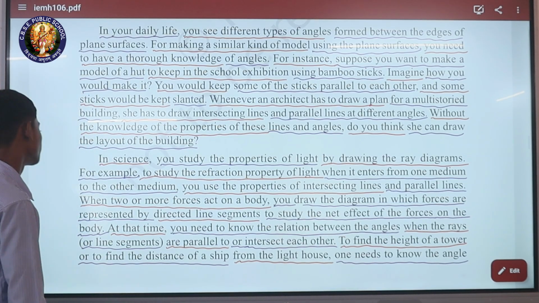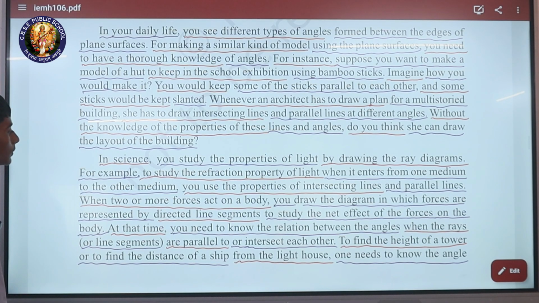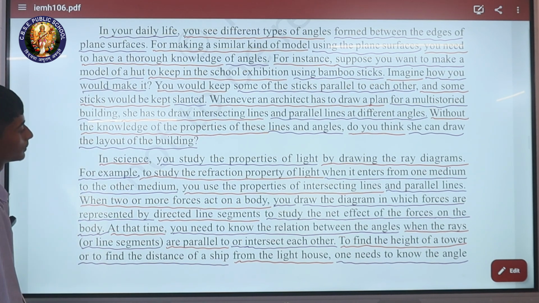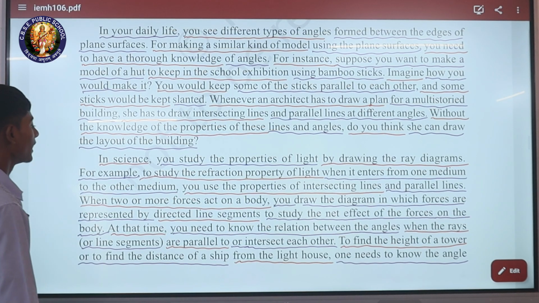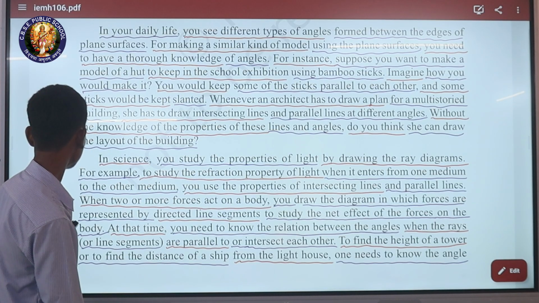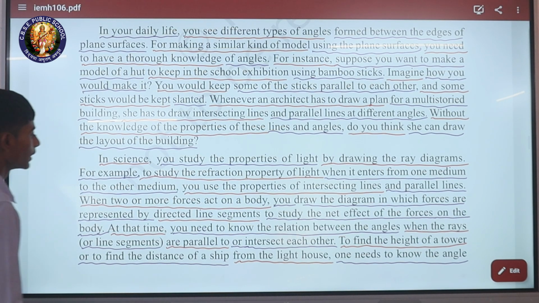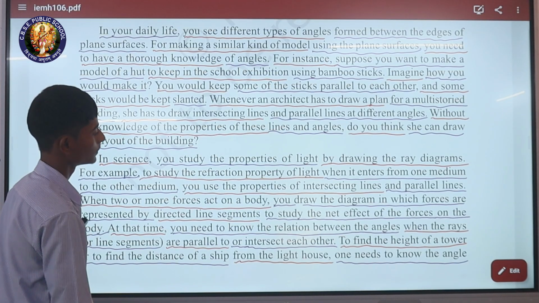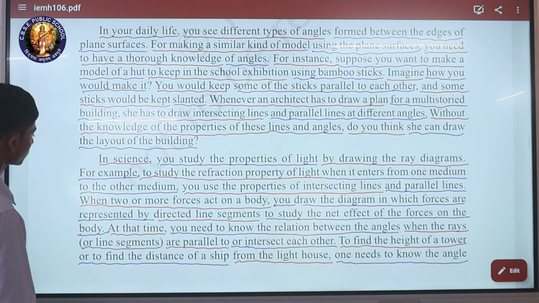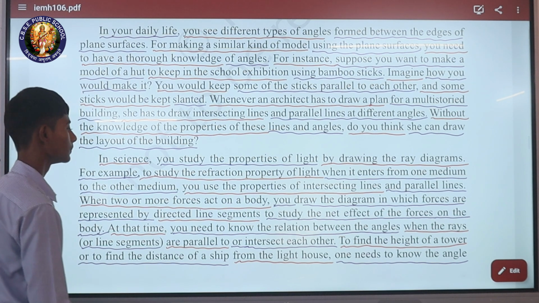When two or more forces act on a body, you draw the diagram in which forces are represented by directed line segments. To study the net effect of the forces on the body, you need to know the relation between the angles when the rays or line segments are parallel to or intersect each other.